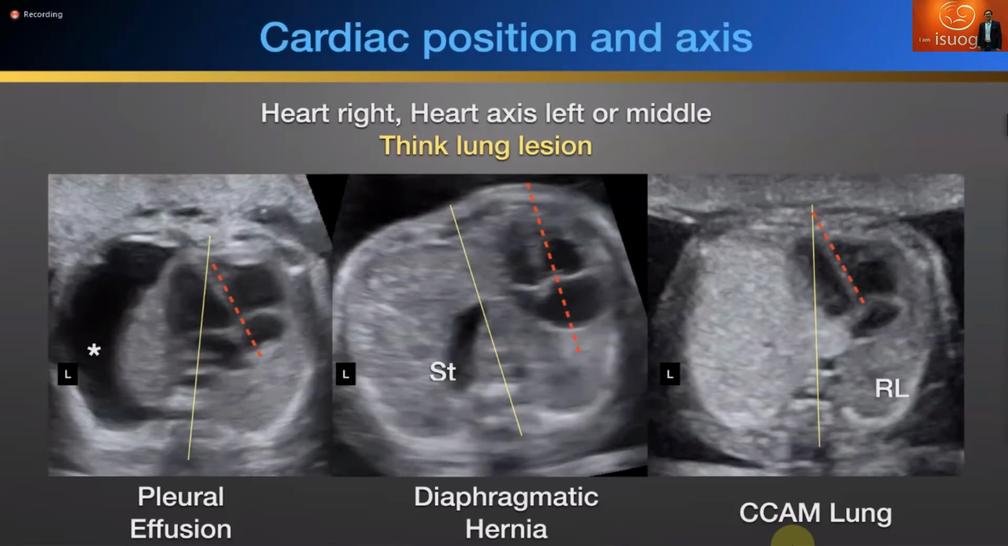Here you should keep in mind, if I remove the abnormality after birth, the heart will return back to its position. So if you remove the pleural effusion, if you operate on the diaphragmatic hernia, or if the lung lesion shrinks, the heart will return back. This is why it's only shifted to the right side. This is what you call dextroposition.